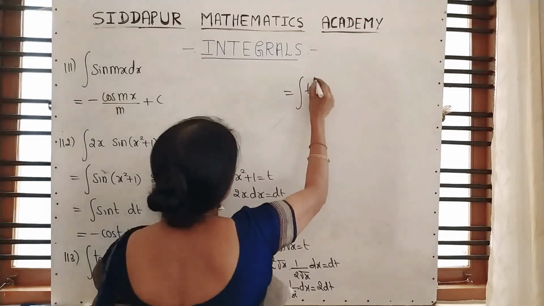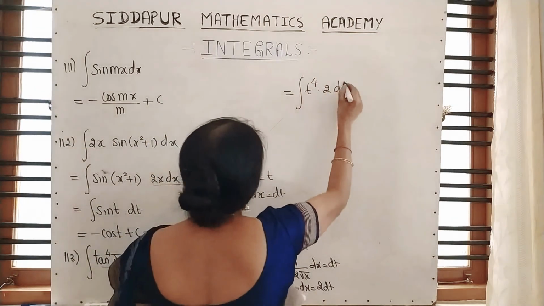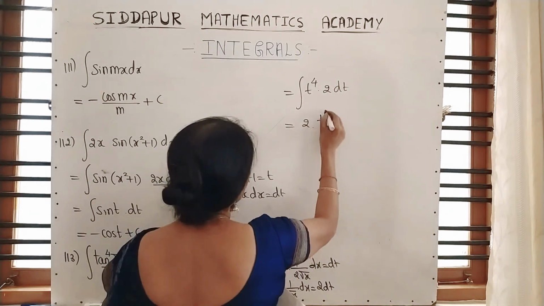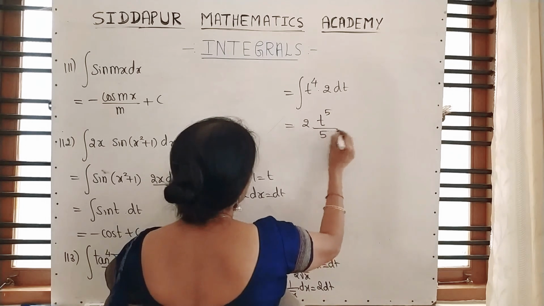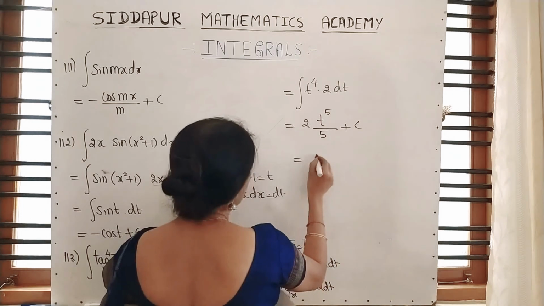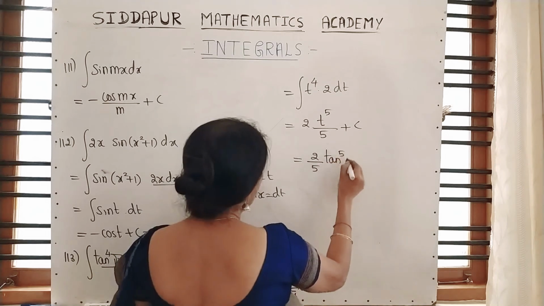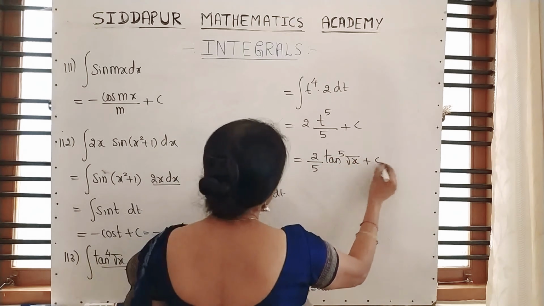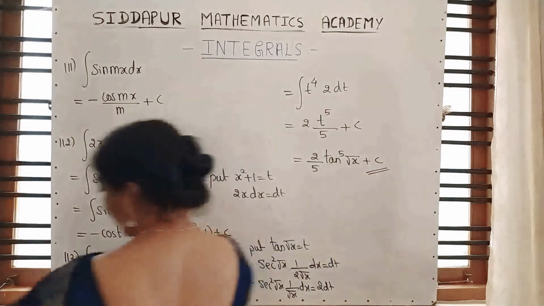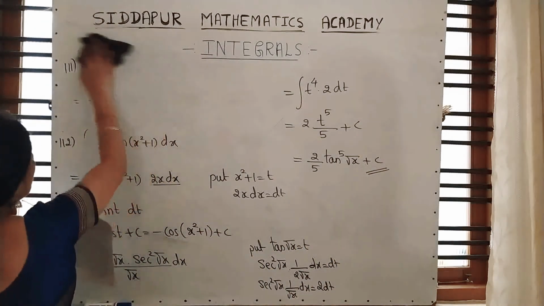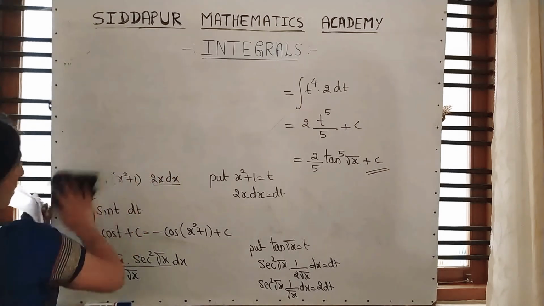So it is t raised to 4, 2 into dt. 2 is a constant, write it outside. Integration of t raised to 4 is t raised to 5 upon 5 plus c. It is 2 by 5 tan raised to 5 root x plus c. See, already you are familiar with the method of substitution, so you are solving these sums very easily.